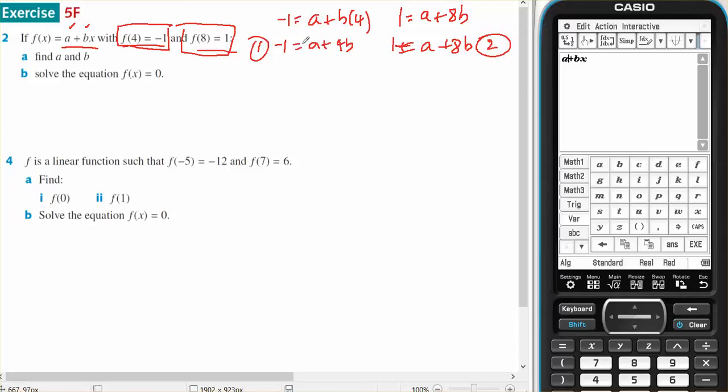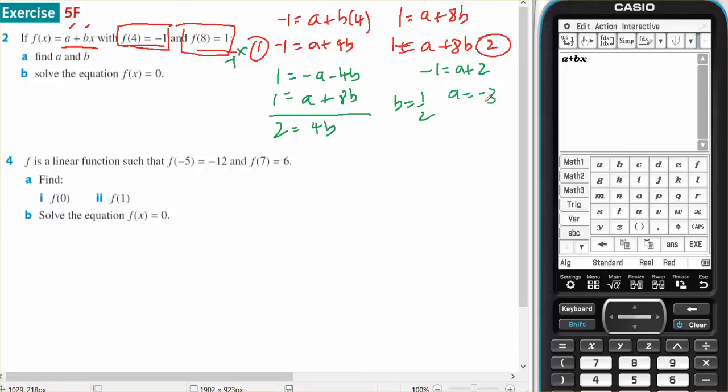Notice that I've got an a and an a. So if I multiply this one by -1, that gives me 1 equals minus a minus 4b. And then if I add that to equation 2, I've got 1 equals a plus 8b, which is 2 equals 4b, therefore b equals a half. If b equals a half, I can then find out what a equals, because -1 equals a plus 4 times b, 4 times a half is 2, a equals -3. Therefore, they're my answers. A equals -3 and b equals a half.